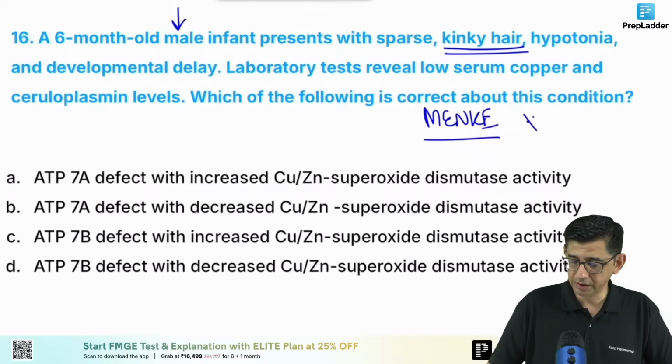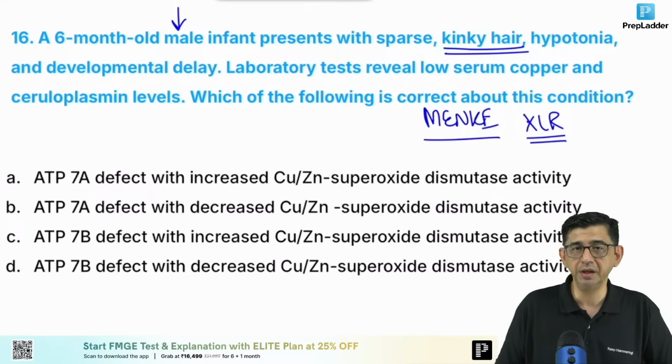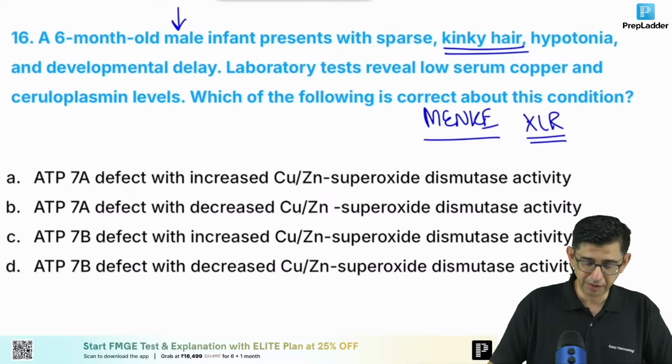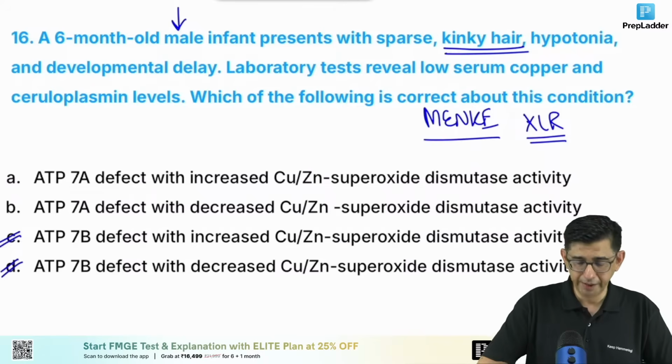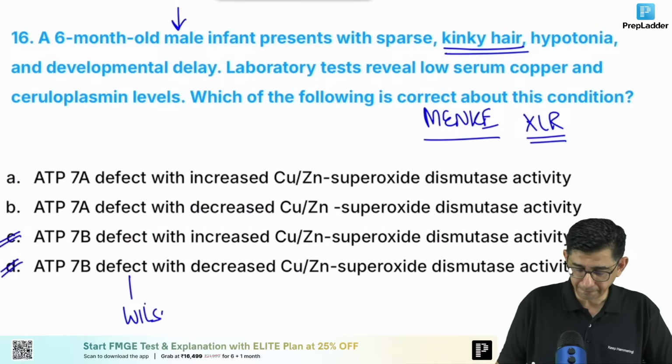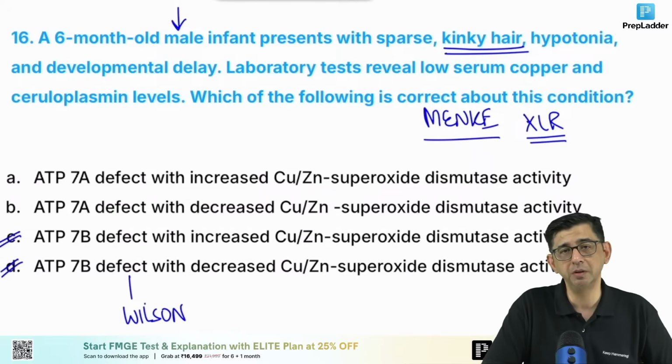Menkes disease is X-linked recessive. This would always be a boy, and he'll be having mental retardation, kinky hair, and the defect that is present here is ATP7A. ATP7B are defects which are related to Wilson disease. So I can rule out option number C and option number D right away.